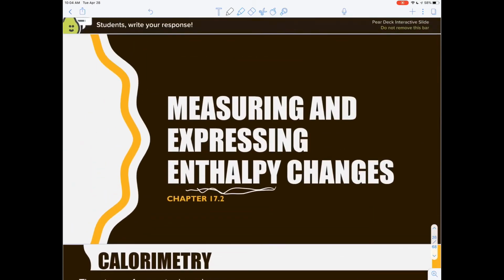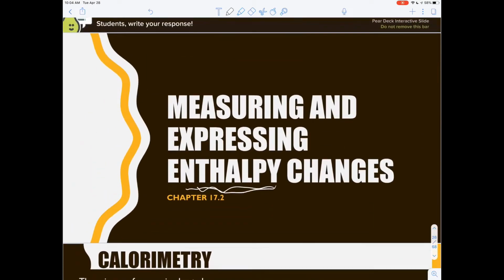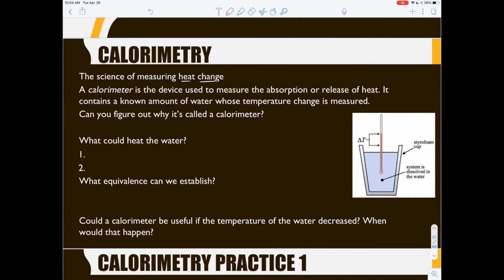Okay, 17.2. We're going to start by talking about a method called calorimetry, which is a really elegant but simple way of measuring heat changes. A calorimeter is a device used to measure the absorption or release of heat, so you can track whether heat was released or absorbed. It contains a known amount of water whose temperature change is measured.